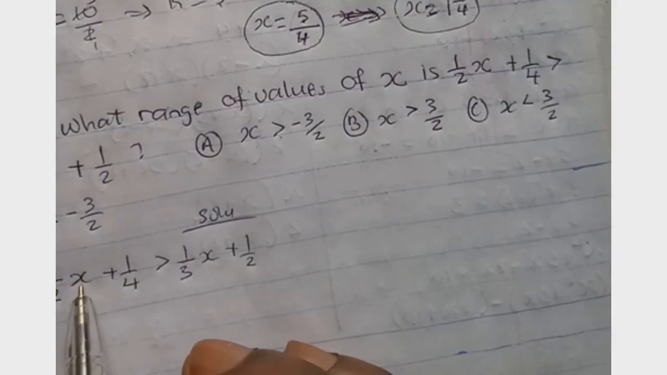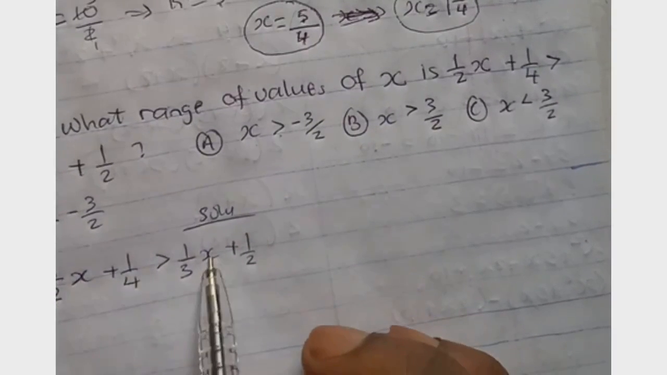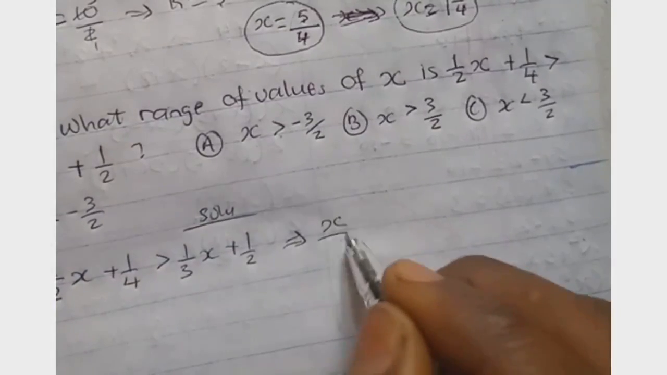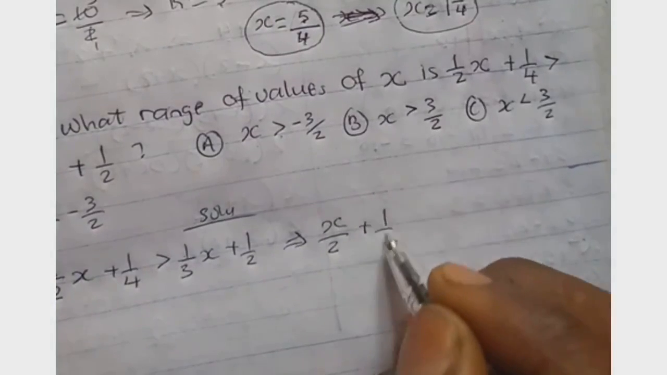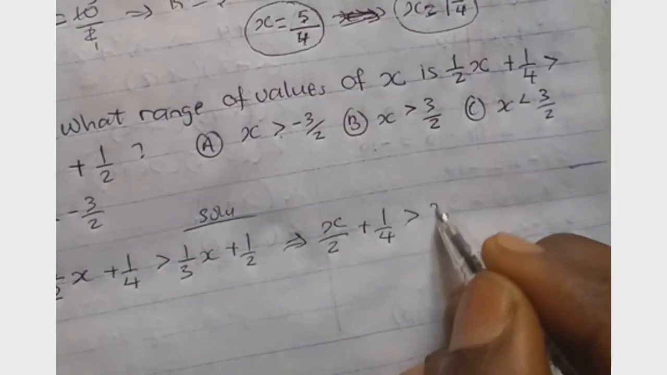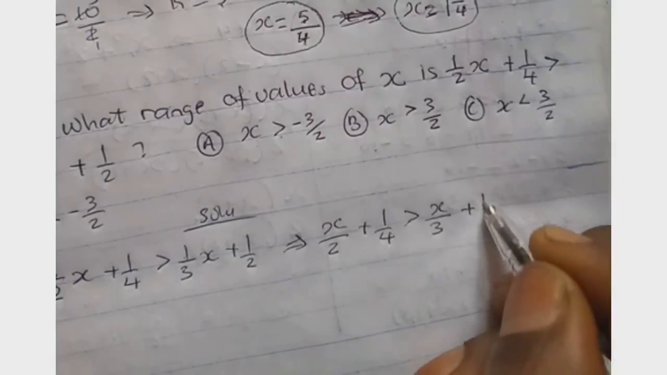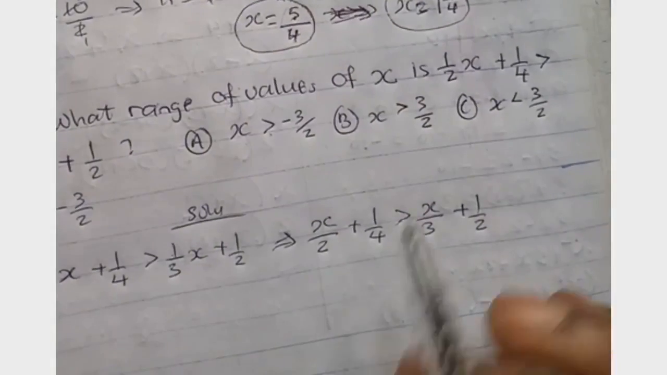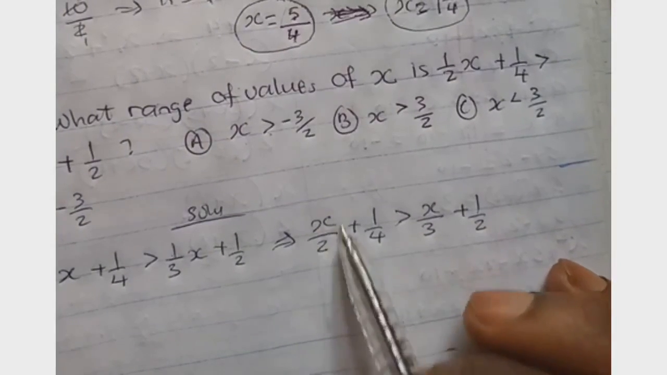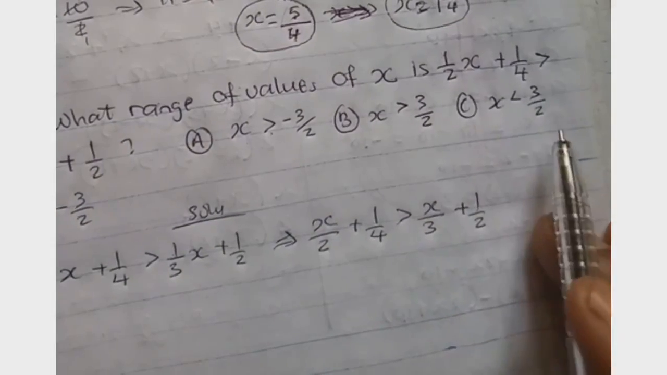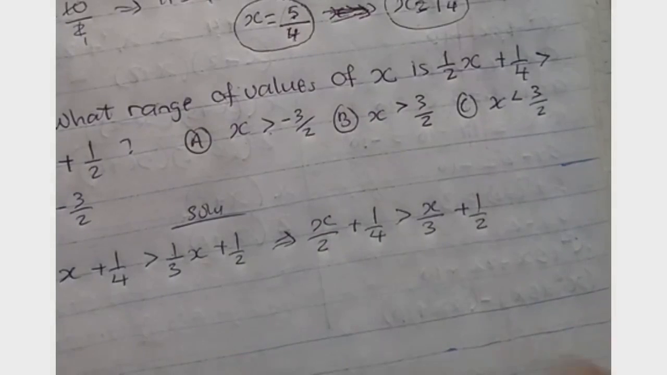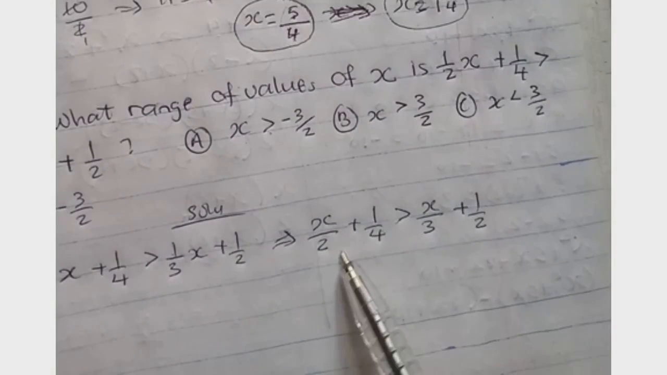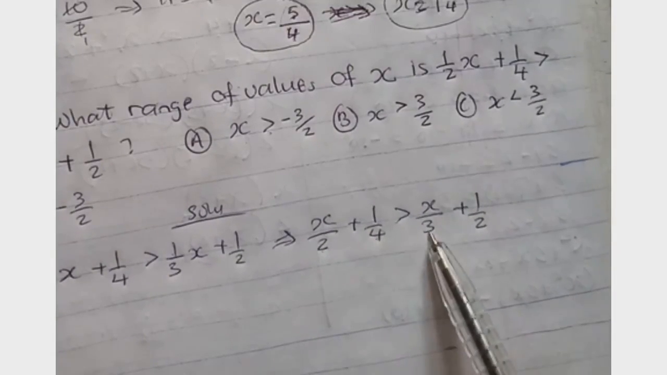In this place, you can do it like this. This one can also be interpreted as s multiplied by this one here, same thing here, s multiplied by this one here. So the inequality now becomes s over 2 plus 1 over 4 greater than s over 3 plus 1 over 2. Since all these parts are in fractions, the simple logic you can use to solve this is to find the LCM of these denominators here, the LCM of 2, 4, 3, and 2.